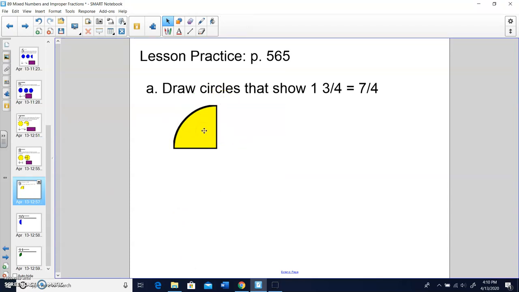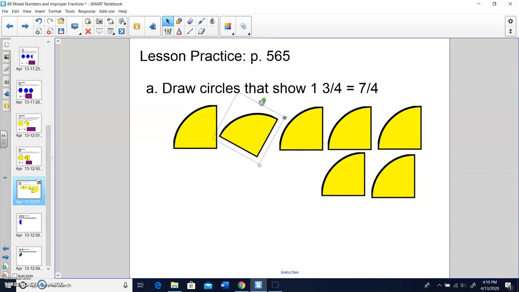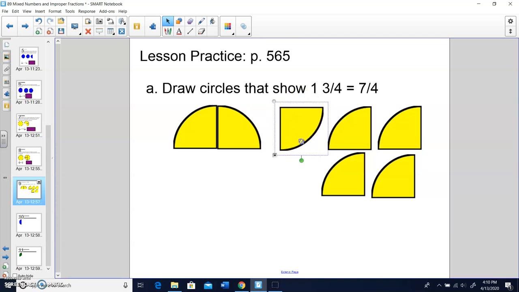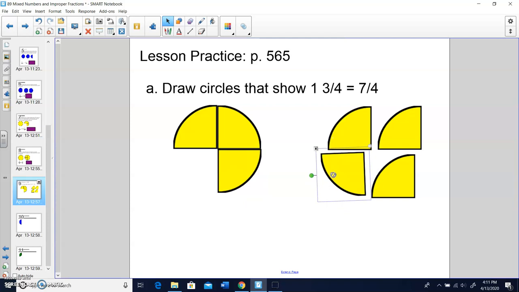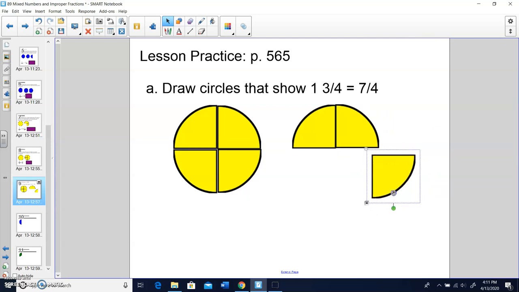Okay, so if I'm showing 1 3/4 or 7/4, I'm just going to count out 7/4. 2, 3, 4, 5, 6, 7. And then I'm going to arrange them so that I have full circles as I need to, and 1 full circle and 3/4. So 7/4 so far. Okay, I have one full circle. I'm obviously not going to have enough to make a whole nother one. I just need 3/4. So I'm going to put it together as 3/4 of a circle. So your circle should look shaded where my yellow is. So 1 3/4 is the same as 1, 2, 3, 4, 5, 6, 7/4.